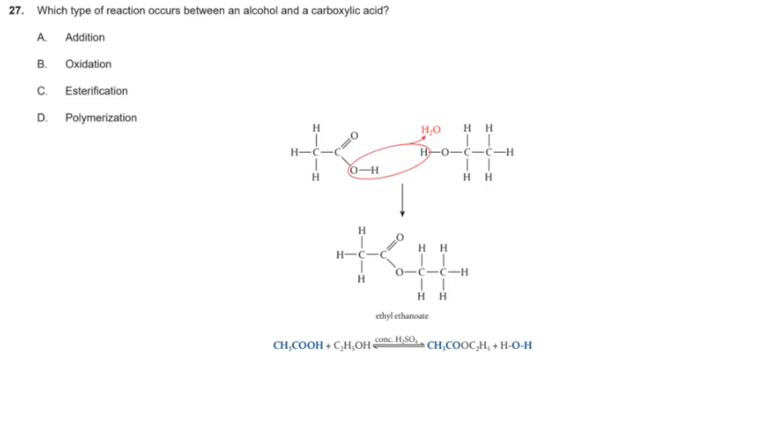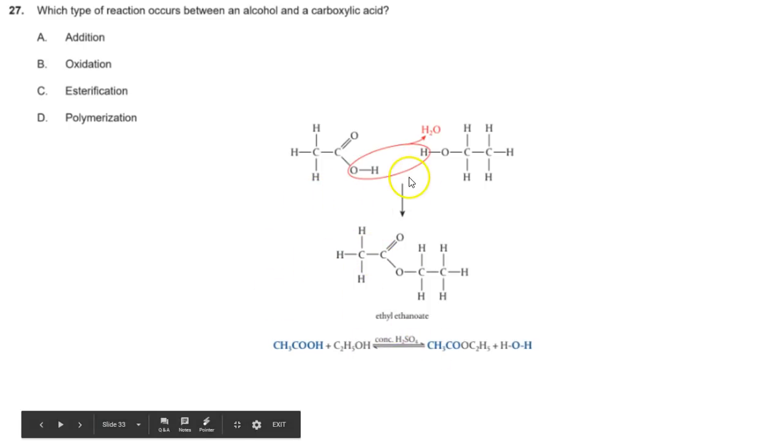What type of reaction happens between an alcohol and a carboxylic acid? Your OChem. You make an ester, so this is esterification. Remember, you need concentrated sulfuric acid to do this.